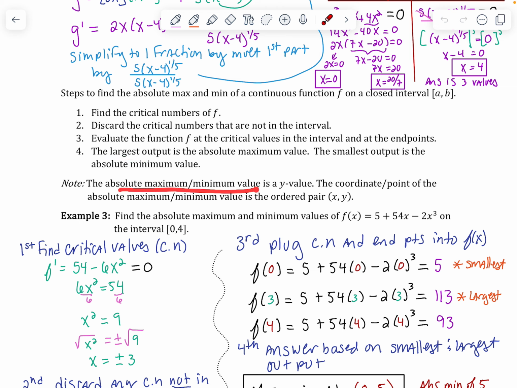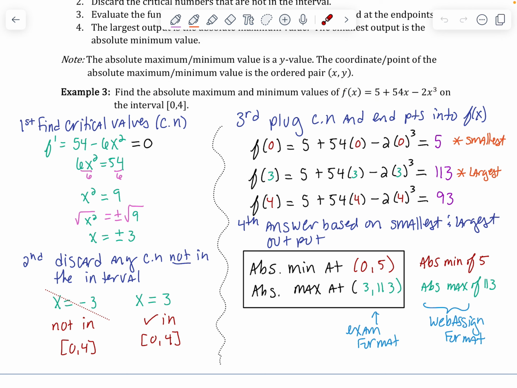Keep in mind the absolute max and min value is a y value, but you may be asked to find the coordinate, or another phrase for that would be the point, in which case we would be answering as an ordered pair. Example 3: find the absolute max and min for a given function. It catches my eye that I have a closed interval. This is a polynomial, a continuous function on a closed interval, so I absolutely will have an absolute max and min.